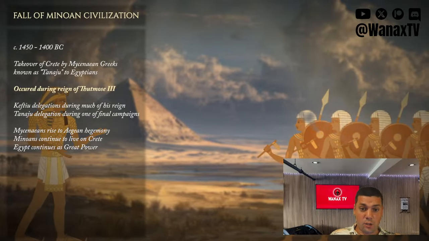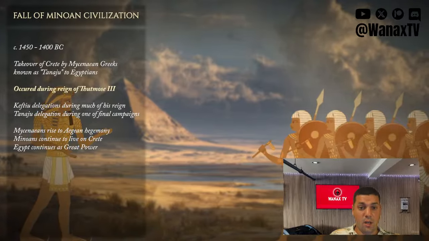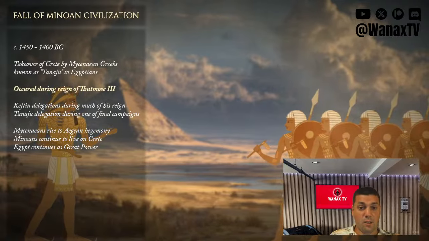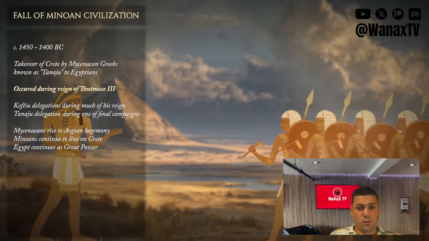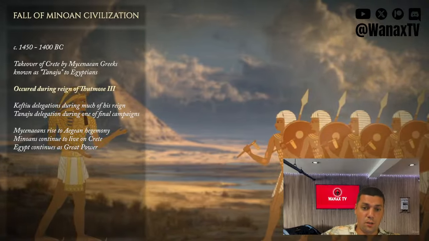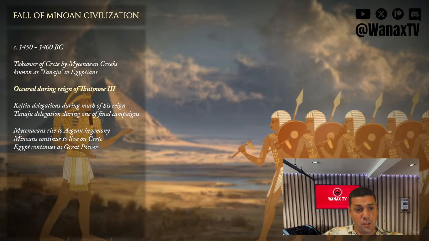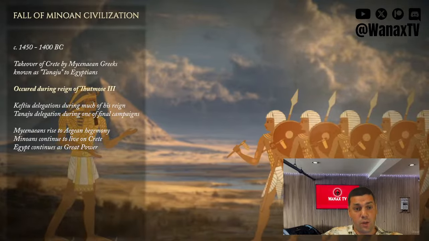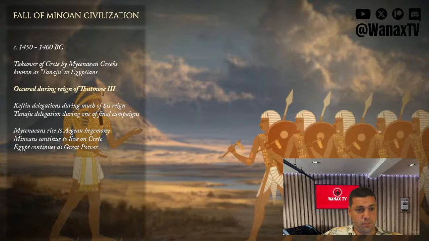And some of the locations mentioned by the Egyptians within the land of the Tanayu are Mycenae, Nauplia, Kythera, Messenia, and Thebes. So once again, we have toponyms, geographical confirmation that Tanayu is indeed Greece, mainland Greece, and we do know that the mainland Greeks had conquered Crete by the later part of Thutmosis' reign, which is the later part of the 15th century BC.